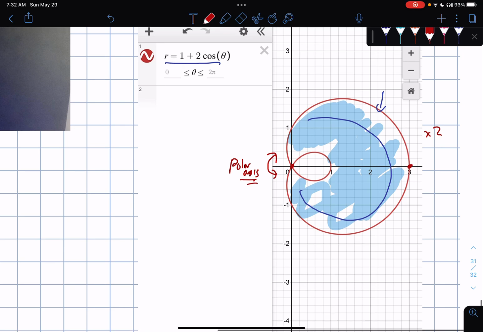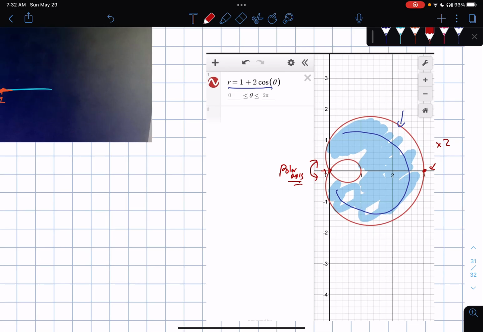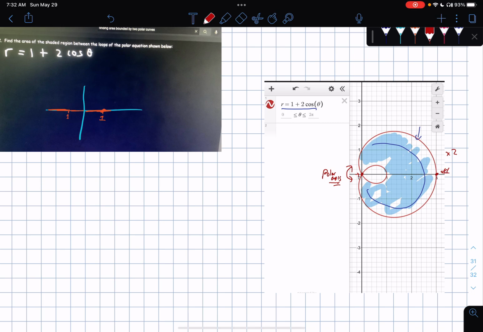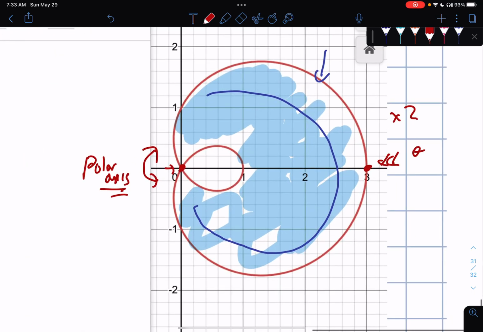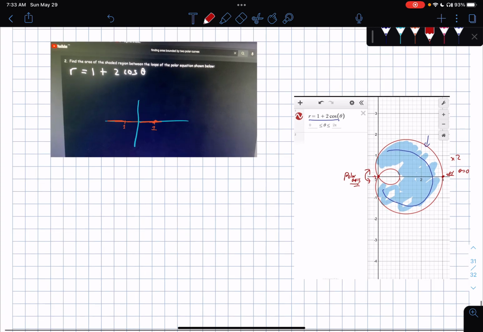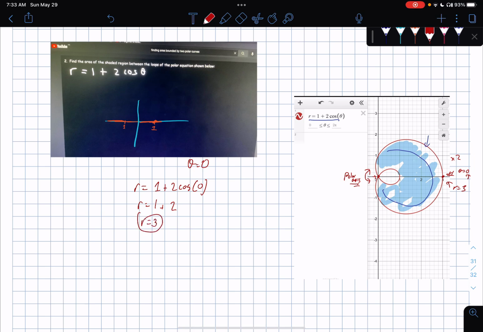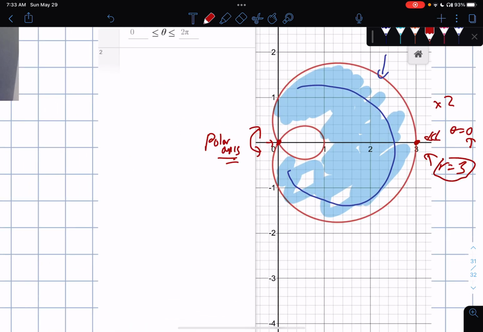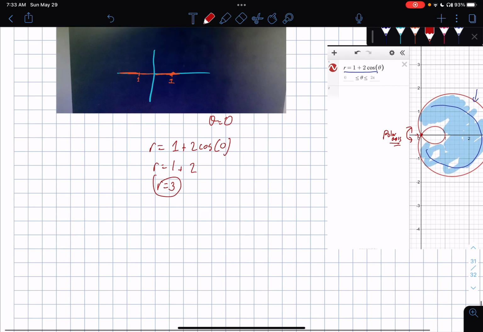Alright, so how do we find these coordinates? This one should be pretty straightforward, since theta is equal to 0. We can confirm that: we should get r equals 3 when we plug in theta equals 0. So r equals 1 plus 2 cosine 0, remember, because we're plugging in theta equals 0. So r equals 1 plus 2, r equals 3. Yeah, that checks out. So our theta is going to be equal to 0 there.